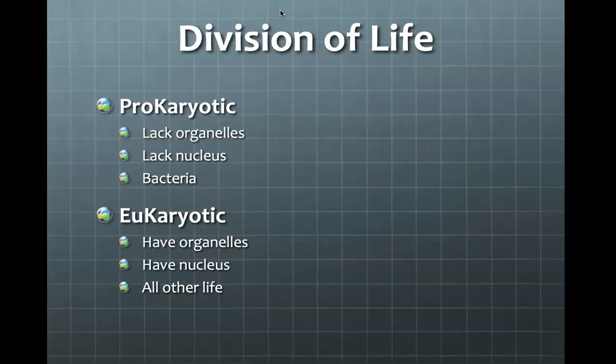And eu in this case means true, as you'll see in a moment. So the real question boils down to then what does karyotic mean? And we'll get there. So prokaryotes lack organelles. Eukaryotes have organelles. What the heck is an organelle? All right. Somebody want to add to that? All right. Parts of your cells that have specialized functions.